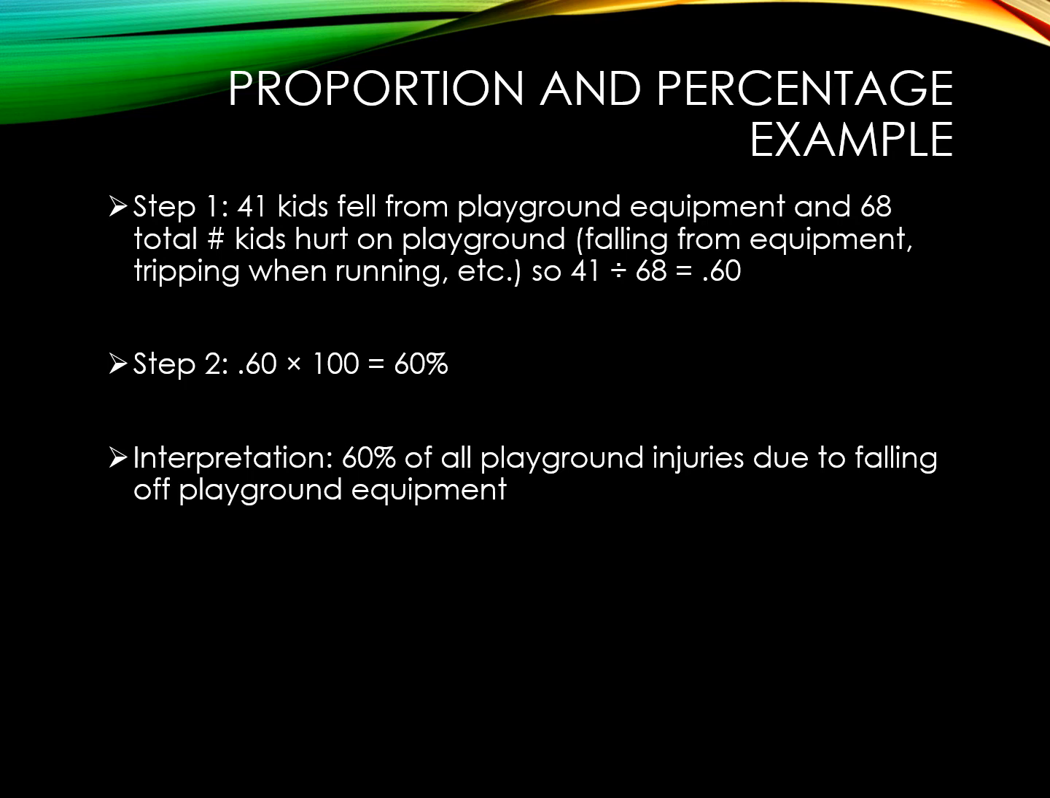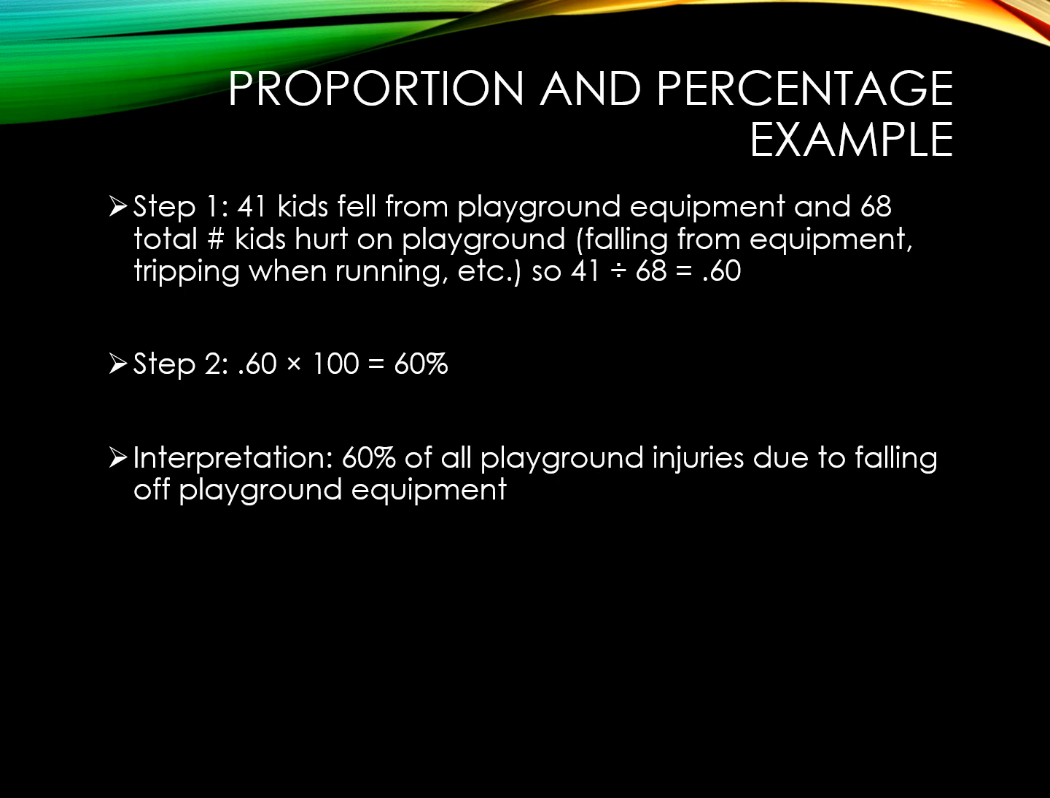Here we have 41 kids that fell from playground equipment. So they fell off playground equipment. And we have 68 kids total who got hurt on the playground. So this includes falling from the equipment, tripping when running, and all kinds of other stuff. So again, we got 68 total kids that got hurt, but 41 specifically got hurt from falls. And what we want to know is what's the rate or percentage of kids that are getting hurt specifically due to falling.